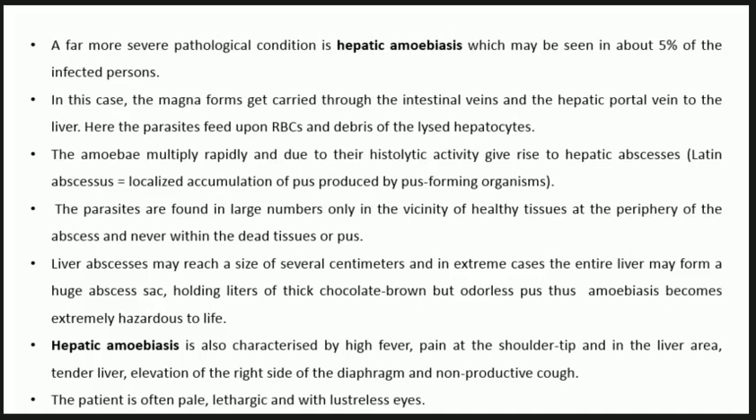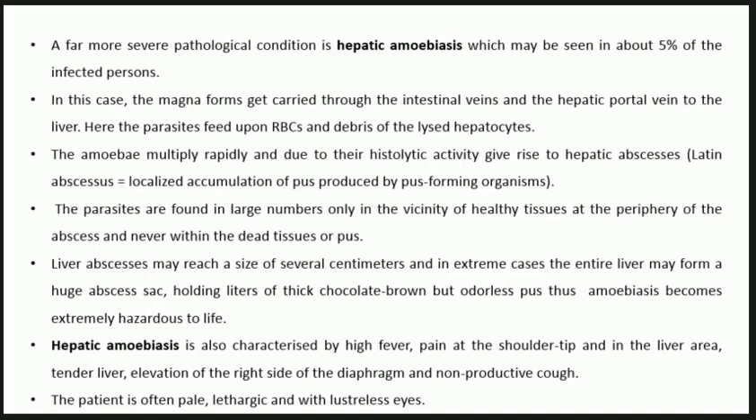Elevation of the right side of the diaphragm and a non-productive cough will be there. Okay. And then histolytica causes inflammatory pathological changes in the infected person. A conjunctiva, cornea or retina infection can also occur. Often pale, lethargic with lustreless eyes. The infected person will be pale, lethargic and have lustreless eyes, or will not feel any energy, because the liver is extremely damaged or having some problem.